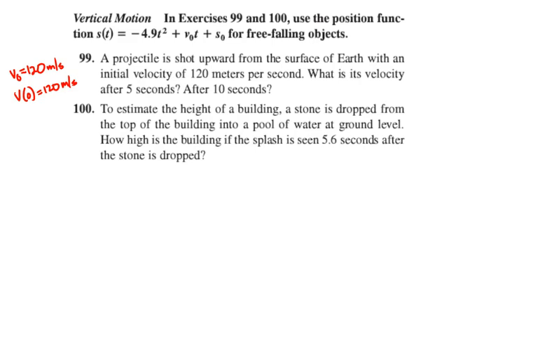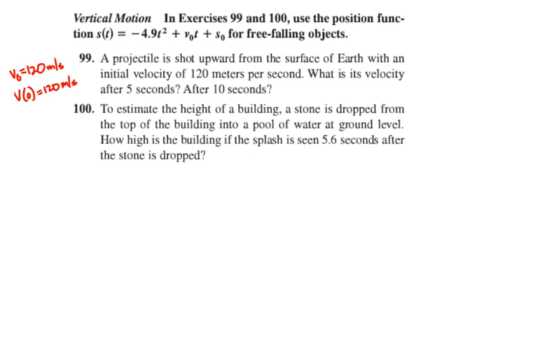In problem number 100, we want to estimate the height. To estimate the height of a building, a stone is dropped from the top of the building into a pool of water at ground level. How high is the building if the splash is seen 5.6 seconds after the stone is dropped?